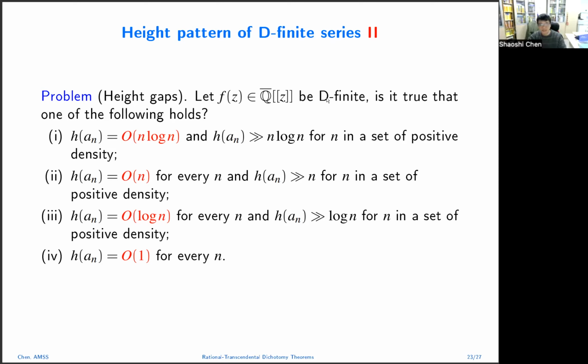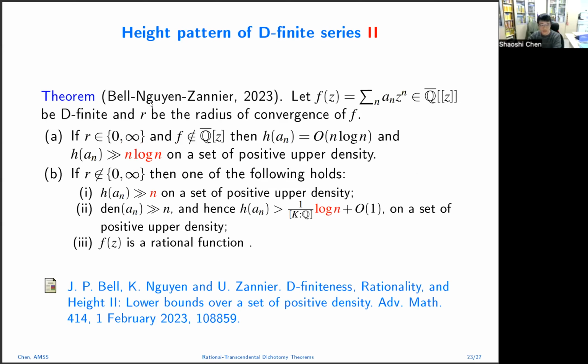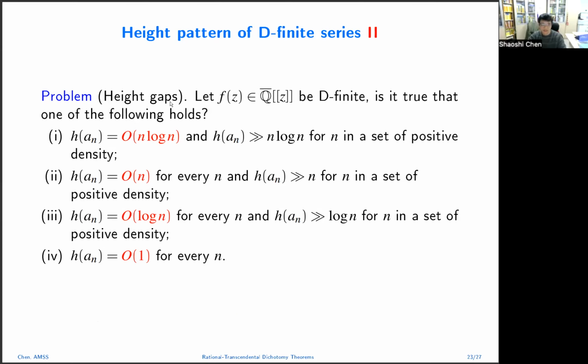But for some other settings, like the Mahler case, in the Mahler function case, there are three kinds of patterns for the coefficients, and this kind of gap structure is understood for Mahler functions, but not for definite power series. So somehow this is quite a natural class of functions, but still the coefficient growth is not clearly understood. This is the question proposed by Bell, Nguyen and Zannier about the height gaps for the coefficients of a definite power series.